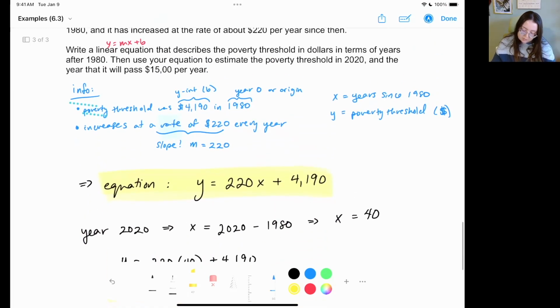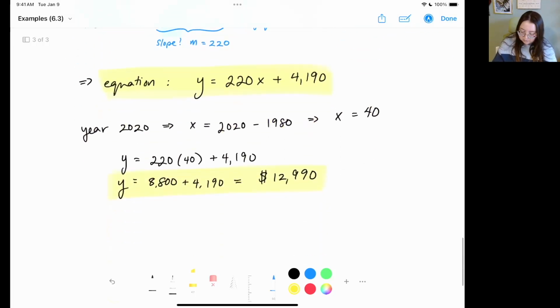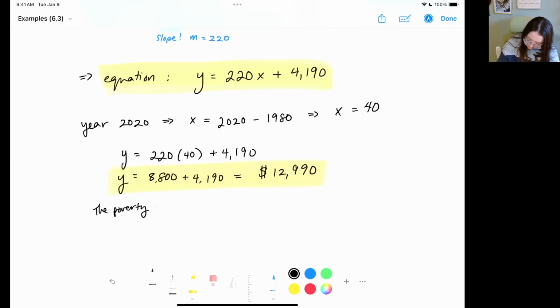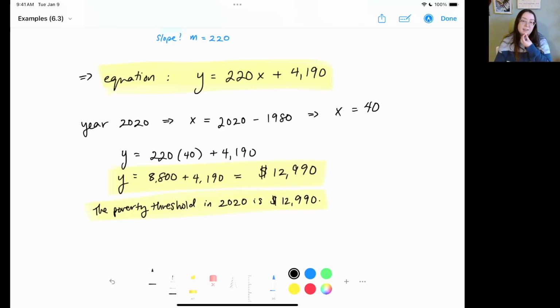So our question was, use your equation to estimate the poverty threshold in 2020. We would now say that the poverty threshold in 2020 is $12,990. So that was our second part.